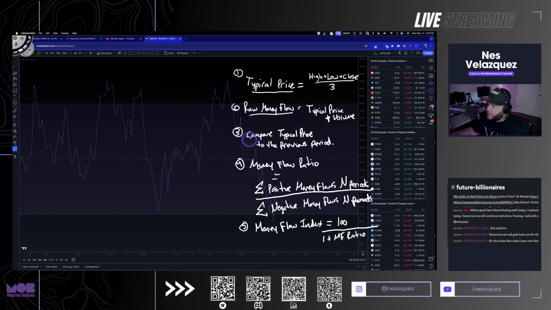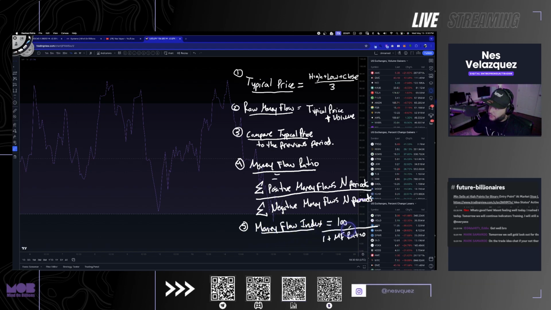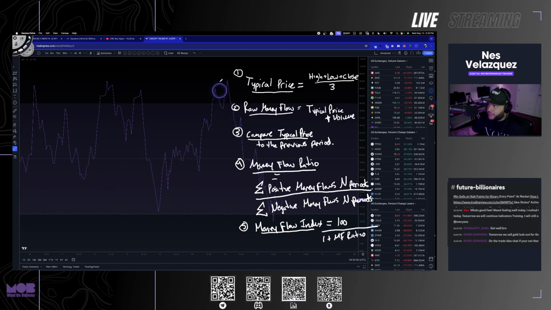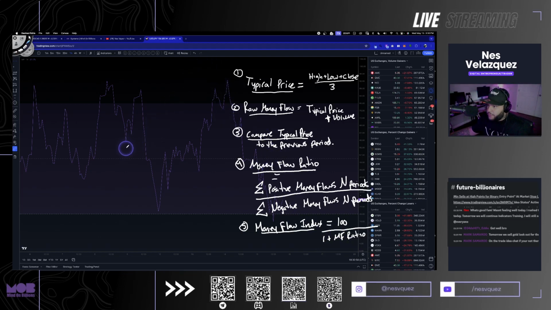Typical price, raw money flow, compare typical price to the previous period, money flow ratio. Okay, this is how you come up with that. Money flow index is 100 over 1 plus the money flow ratio. All right, so these are the 5 calculations that make up the money flow index.